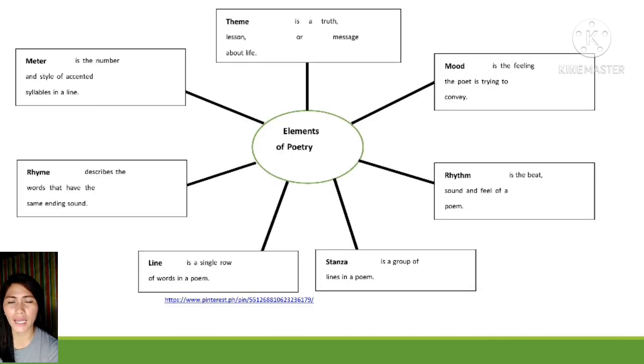So we have elements of poetry: the theme, a truth or lesson or a message about life; the mood, the feeling the poet is trying to convey; rhythm, the beat, sound, and feel of a poem; stanza, a group of lines in a poem; the line is a single row of words in a poem. Rhyme describes the words that have the same ending sound. Then meter, the number and style of accented syllables in a line. So those are the elements of poetry: the theme, mood, rhythm, stanza, line, rhyme, and meter.